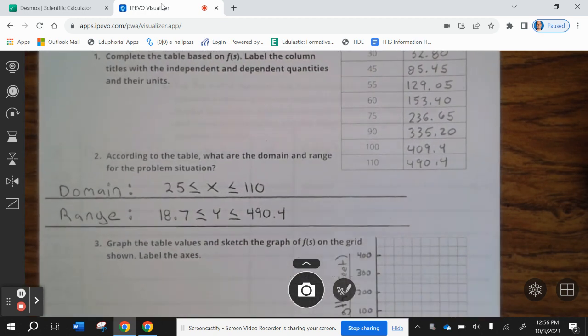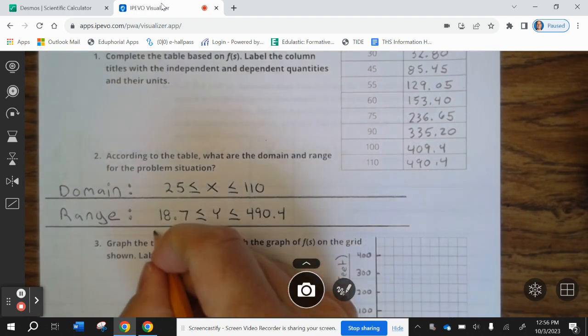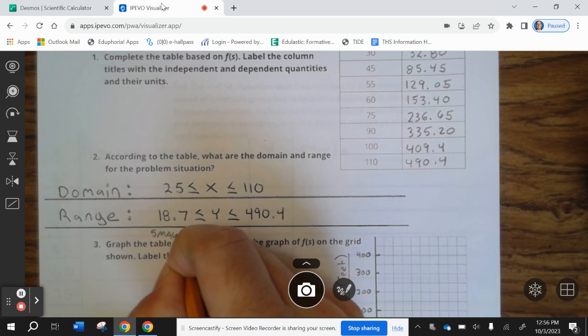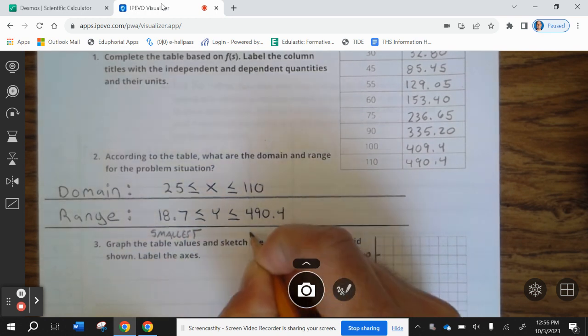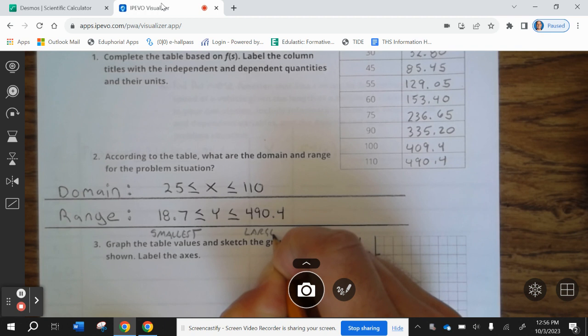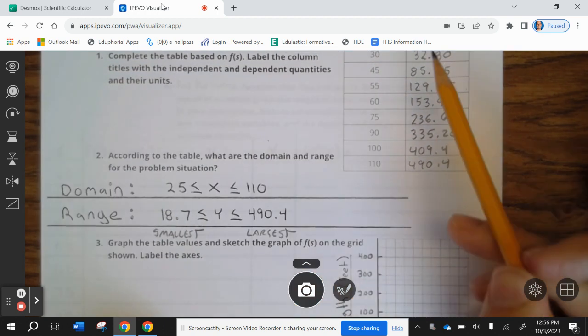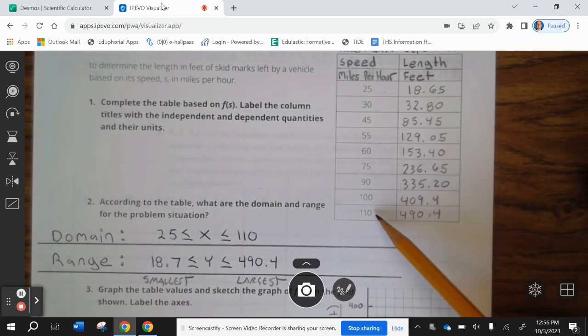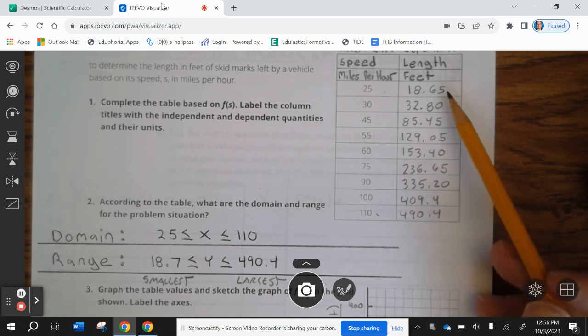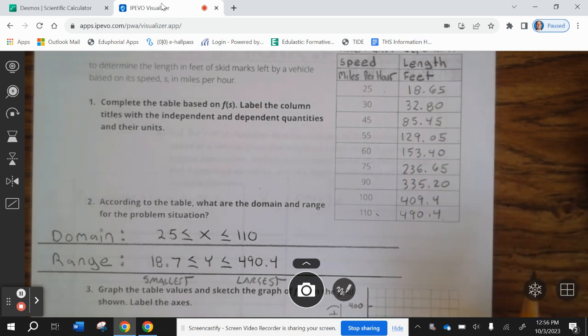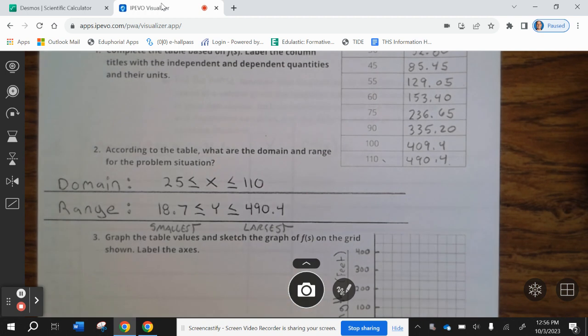All right, number 2. According to the table, what are the domain and range dispositions? So the domain is the smallest to the largest in this case. Okay, so the domain is from 25 to 110, and the range is from 18 to 490.4. Okay, go ahead and complete the domain and range.